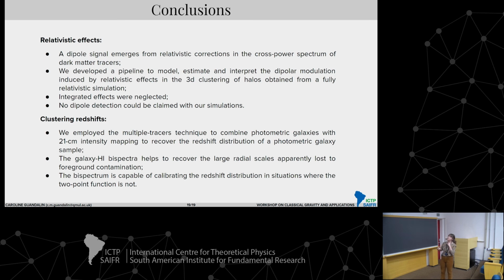From the clustering redshifts point of view, how we can use gravity to help us constrain parameters and improve the photometric redshifts, we employed the multiple tracers technique to combine the photo-z galaxies with intensity mapping. We used the bispectrum because with the bispectrum we have this mode coupling, and we can recover the large radial scales that the 21 centimeter intensity mapping apparently loses to foregrounds. And the bispectrum is capable of calibrating your redshift distribution in situations where the two-point function is not. So I'll leave it with the conclusions. Thank you for your attention.